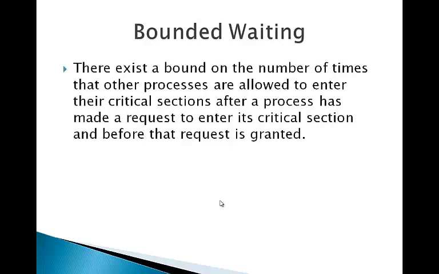Bounded waiting. There exists a bound on the number of times that other processes are allowed to enter their critical sections after a process has made a request to enter its critical section and before that request is granted.